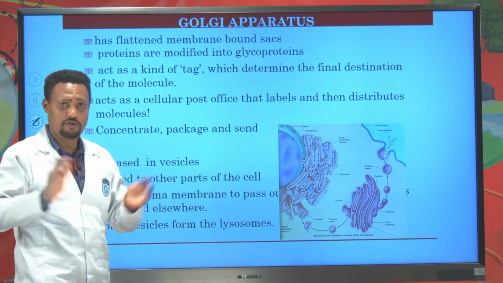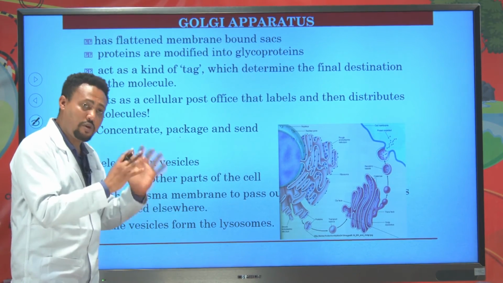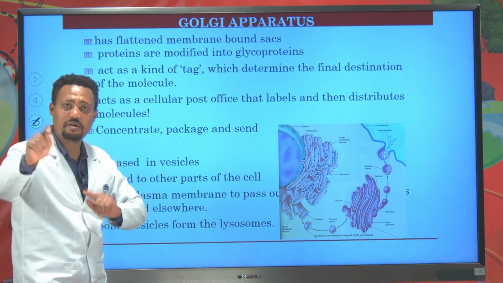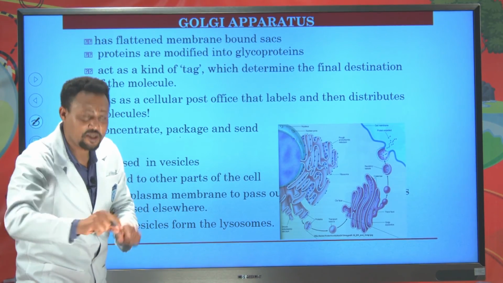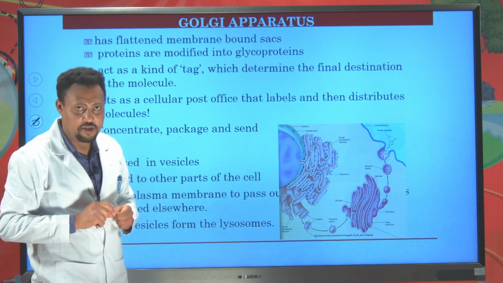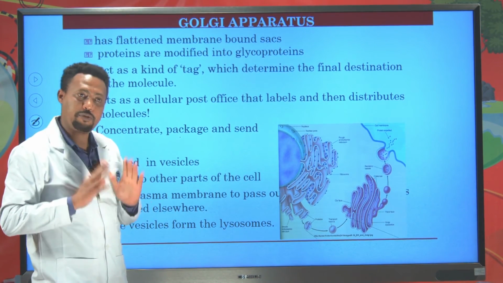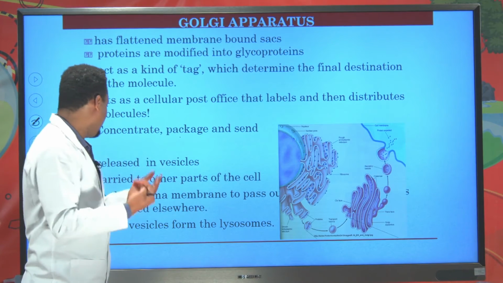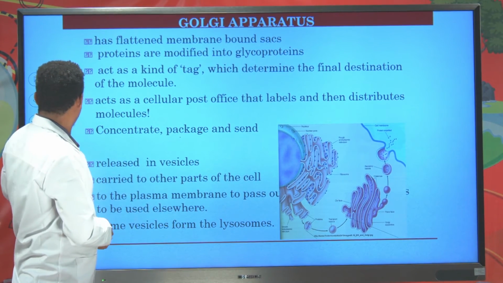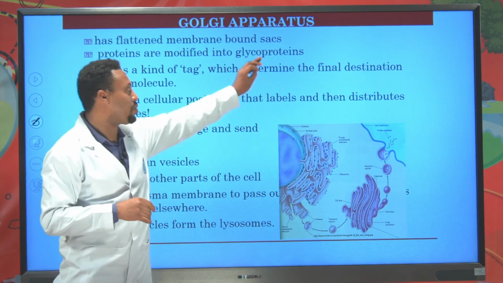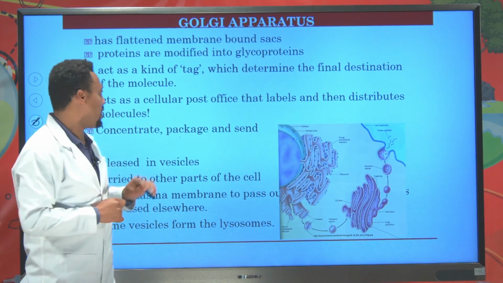It's like a post office. It actually receives the molecules, packs them, and sends them outside of the cell or inside the cell, to mitochondria, to the nucleus. It is a kind of delivery organelle. It packs and delivers, packs and delivers. So it is very important in such functions. It makes basically glycoproteins, okay, as a sac.